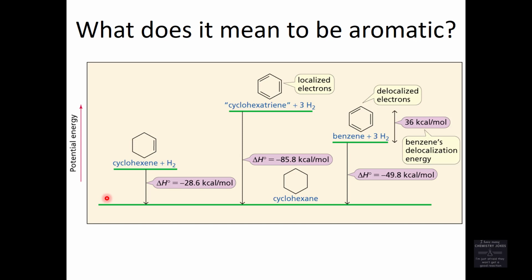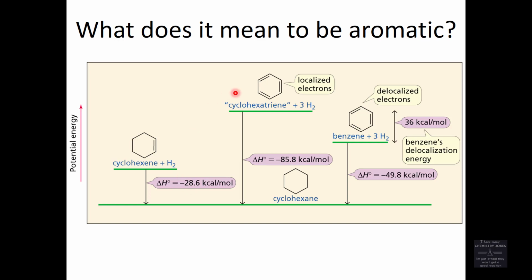So we've said at least 3 times in the last minute and a half that benzene is aromatic. What does it mean to be aromatic? Here's cyclohexene, it's got 1 pi bond. To turn cyclohexene into cyclohexane, that's this bottom energy shelf down here, the hydrogenation, the energy of hydrogenation, is negative 28.6 kilocalories per mole.